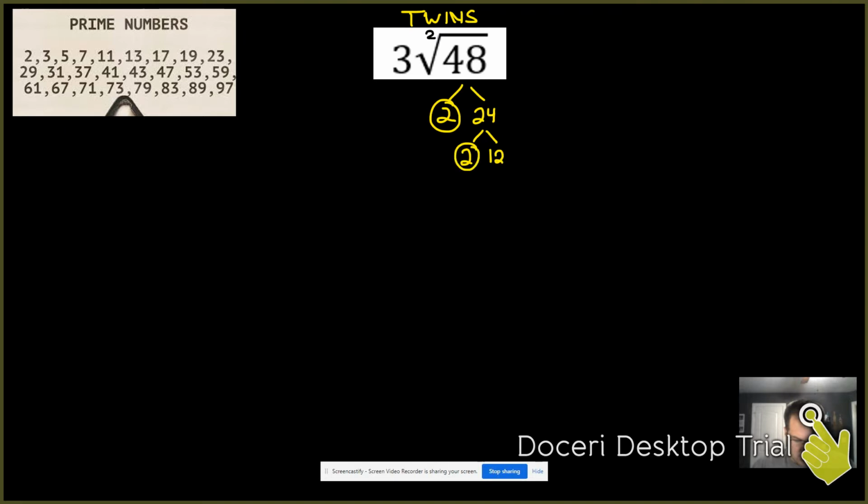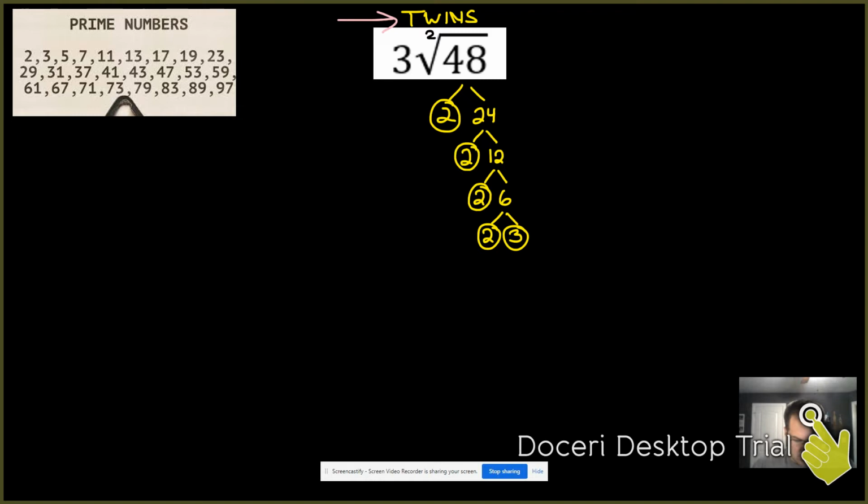12 can go further to 2 and 6. Circle that 2. And then that 6 is 2 and 3. Circle that 2, circle that 3, since it's on that prime number list. Once all the ends of your branches are circled, that's when you know you have your factor tree done. Okay? So now we are looking for twins. We want twins to be able to escape out of this radical.